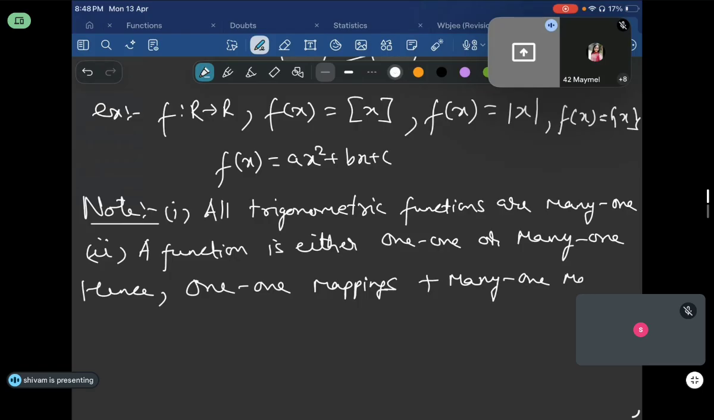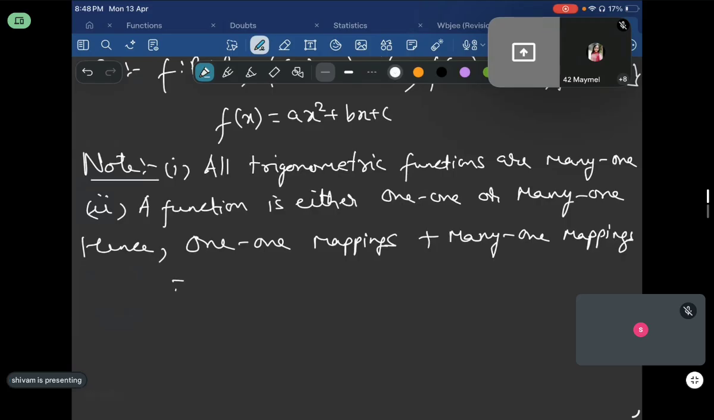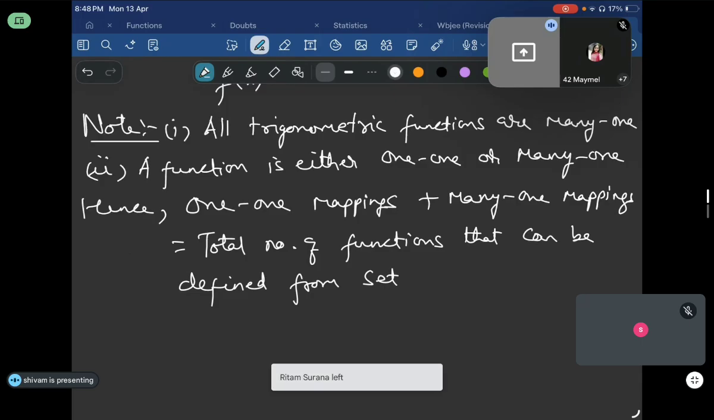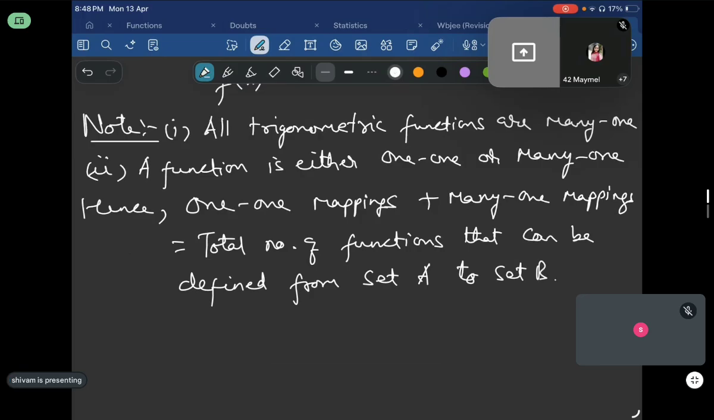Total number of one one mappings plus many one mappings will give us the total number of functions that can be defined from set A to set B.